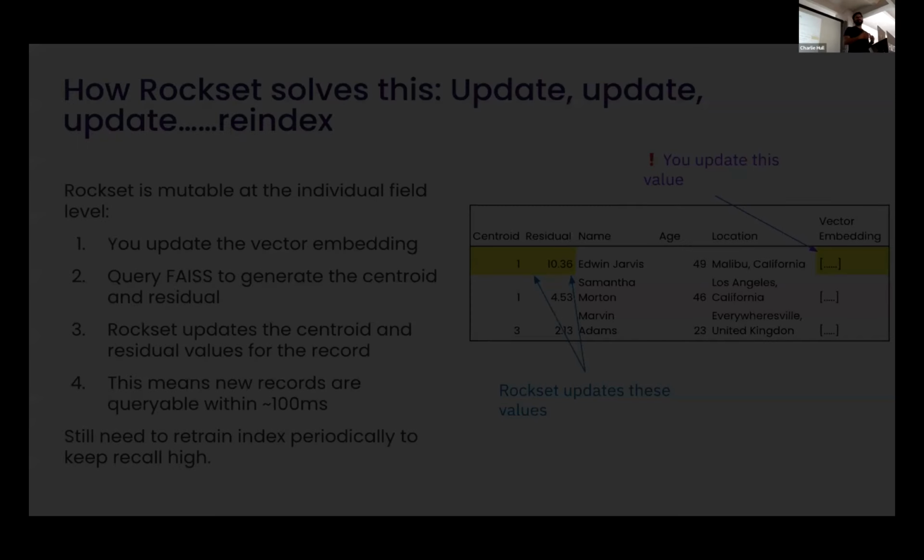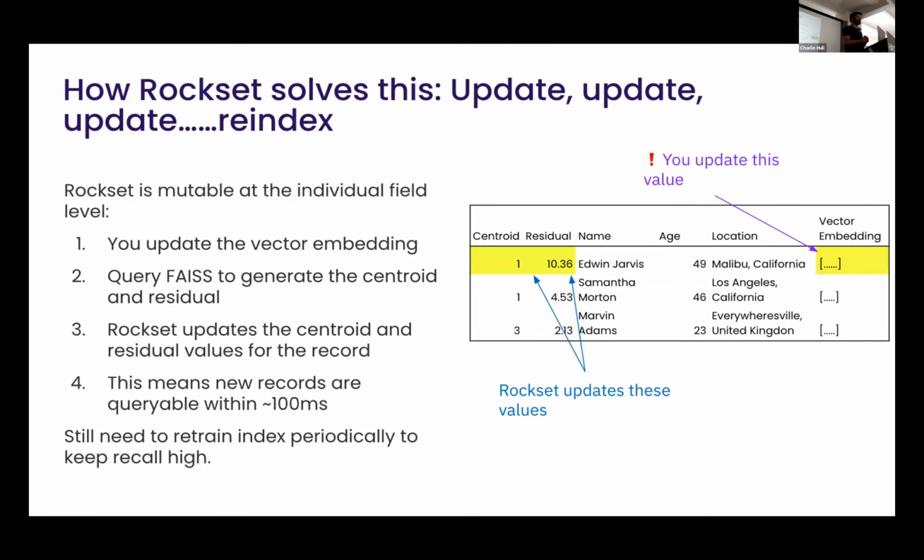And what makes solving this problem slightly easier for us is that at Rockset, every field is mutable. So imagine you have a document where the vector embedding is updated. We again query phase, and it again returns us a new centroid and a new residual. So for this document, which can potentially contain a large number of attributes, only 3 attributes are changed: the vector embedding, the centroid, and the residual.